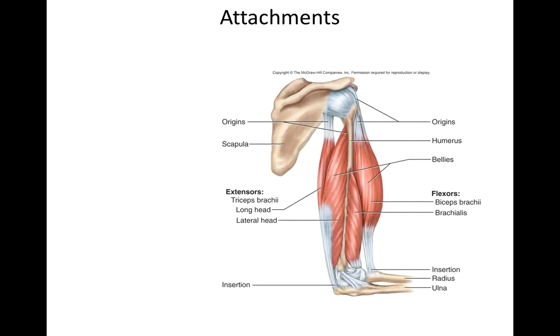Okay, so now we have to talk about how muscles are going to attach to the bones that they are going to work on. So here we're looking at the brachial region. So here are biceps brachii, brachialis, and triceps brachii. So we're dealing with the forearm bones, the humerus, and the scapula in terms of the attachment points.